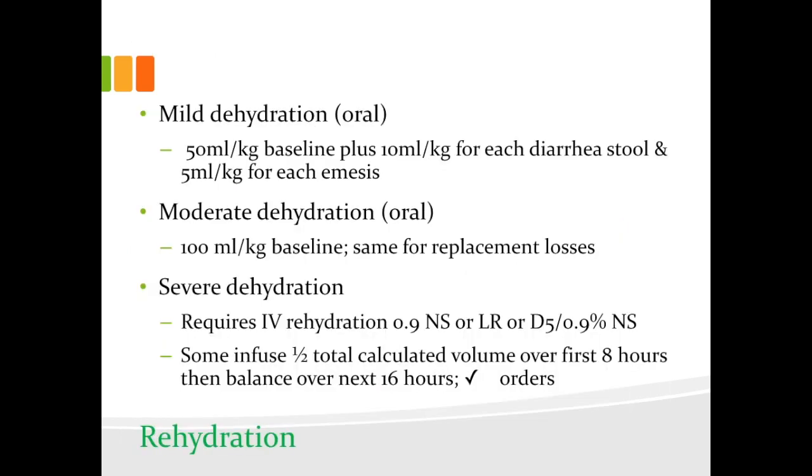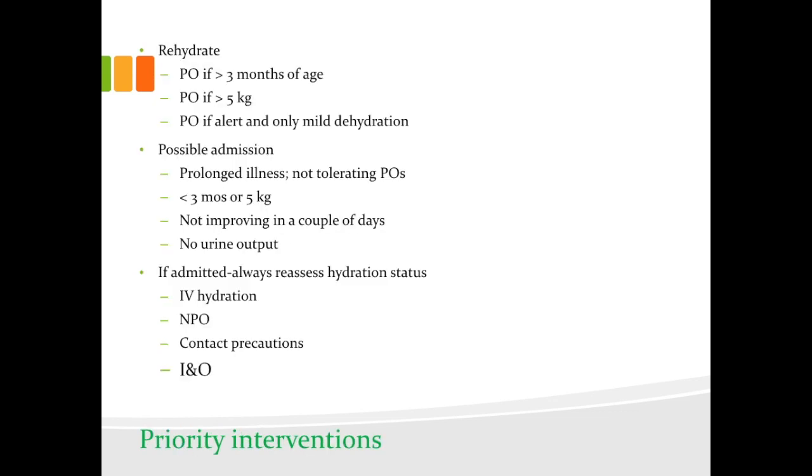This is the formula that we use for mild dehydration, moderate dehydration, and severe dehydration. And if I were you, I would flip this out of the slides, put it in your peripheral brain, and you should know who gets what in terms of dehydration. So how do we rehydrate? Well, we can give them oral if they're more than 3 months of age, and if they're more than 5 kilos, and as long as they are alert and only mildly dehydrated. But then you're doing that in the emergency room or the clinic.